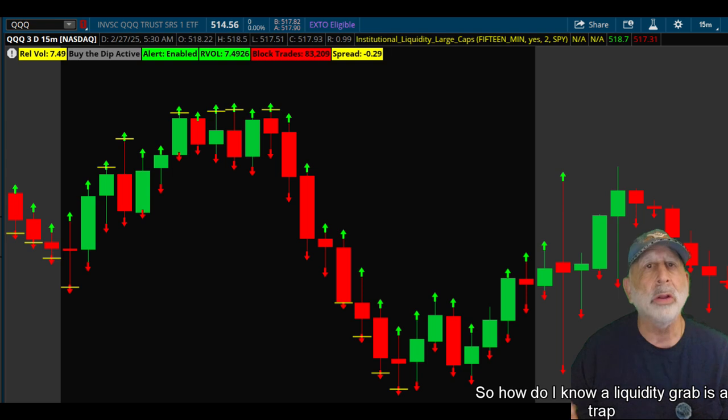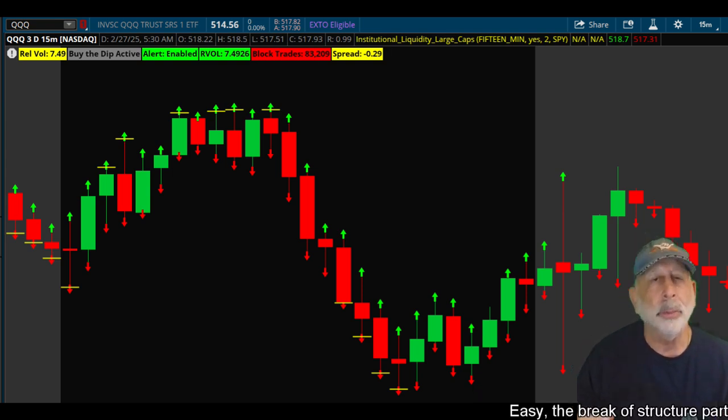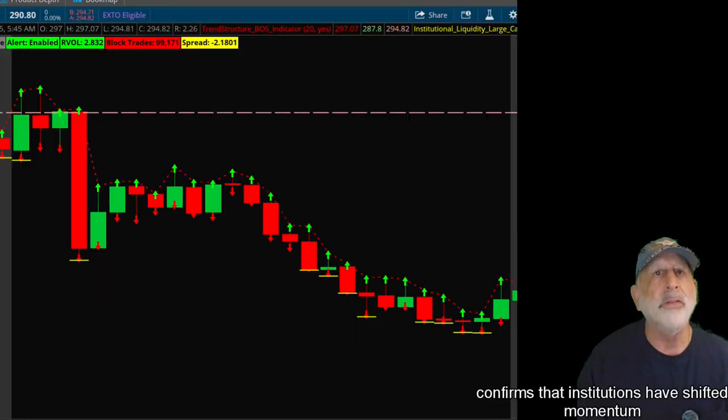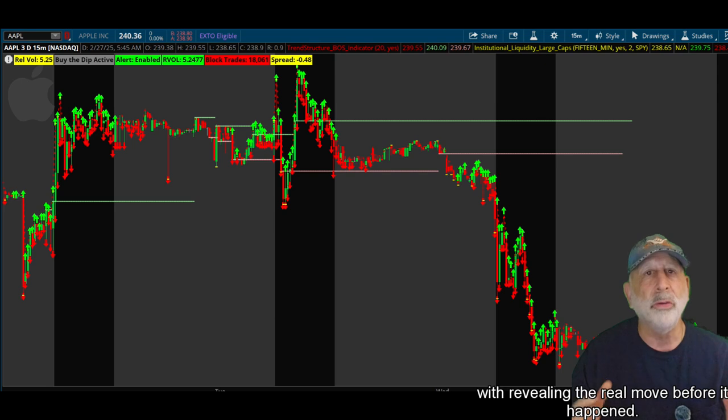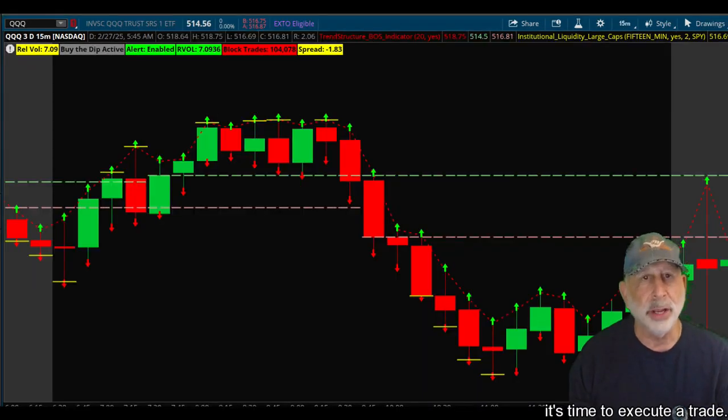So how do I know a liquidity grab is a trap and not a breakout? Easy. The break of structure part of the liquidity grab radar indicator confirms that institutions have shifted momentum, revealing the real move before it happened. With all confirmations in place, it's time to execute a trade.